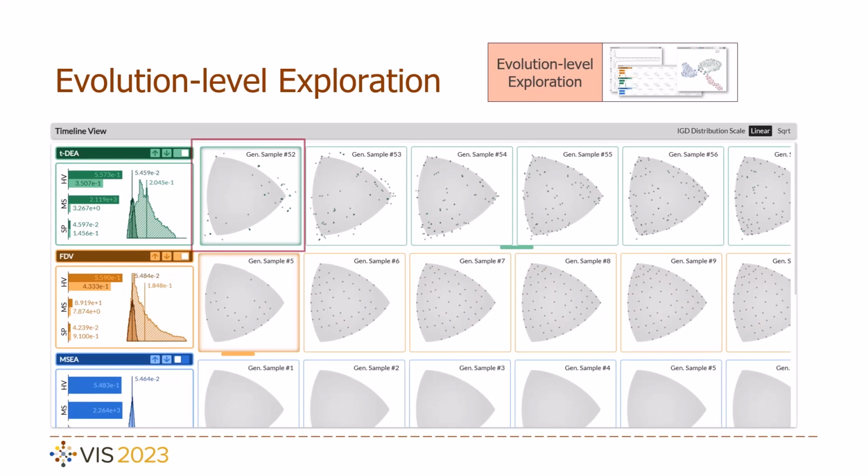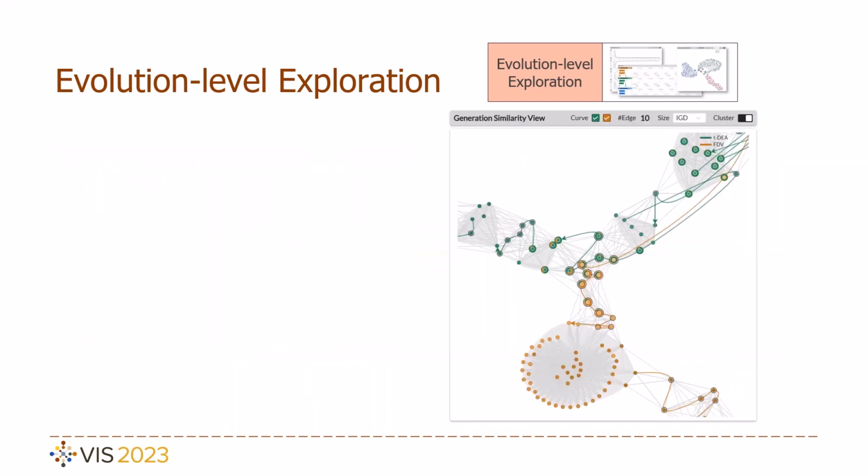Analysts can click to select interested generations, while the summary panel on the left compares quality measures of selected generations with the best values. The generation similarity view is designed to aid analysts in identifying common or distinct evolutionary behaviors.